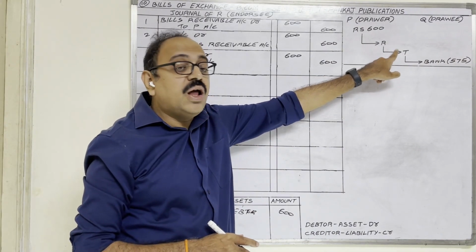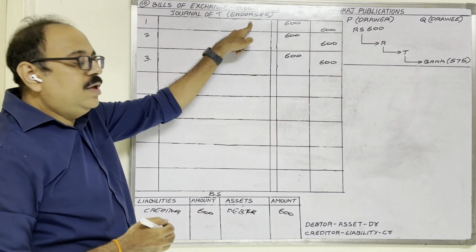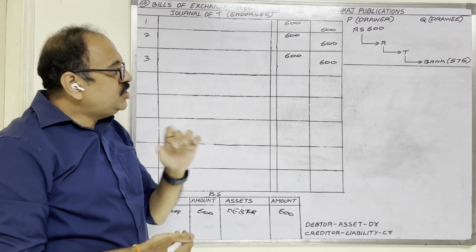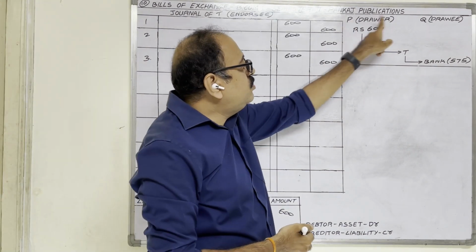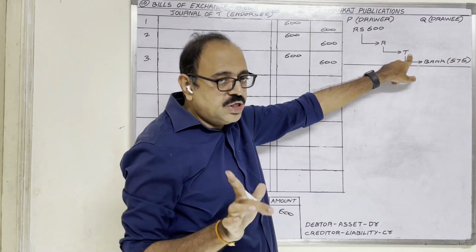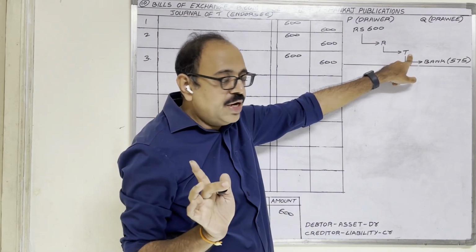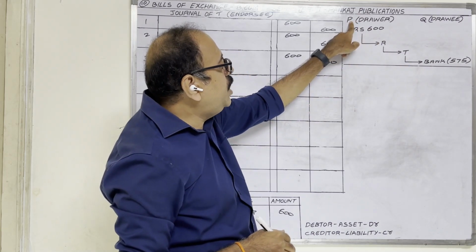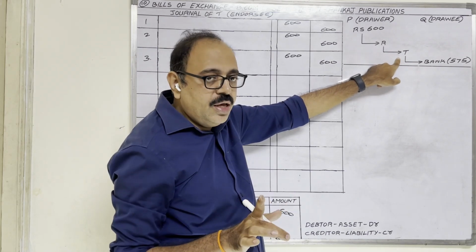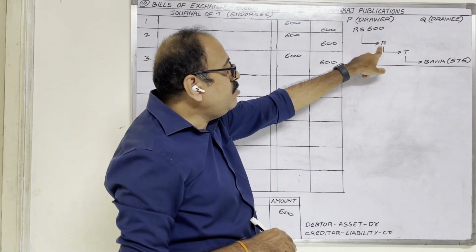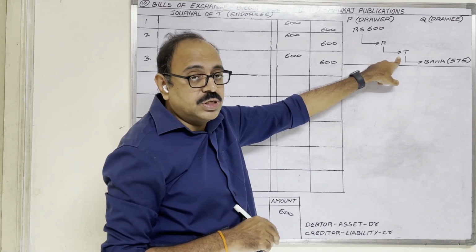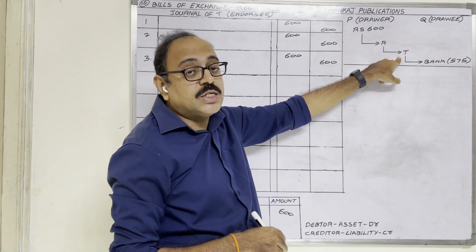Now come to journal of T. He is also an endorser, no? Now think from T's point of view. First, what happened? P received acceptance from Q. For that acceptance in T's books, there is no journal entry because T is not affected here. Next, what happened? P endorsed that bill to R. For that also in T's books, no entry. Next, what happened? From R, endorsement is coming. For that, we have to write the journal entry in T's books because T is only receiving that endorsement now.